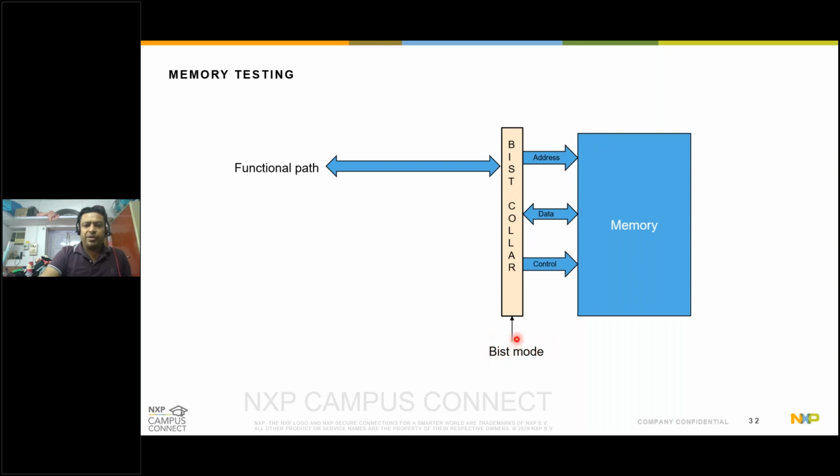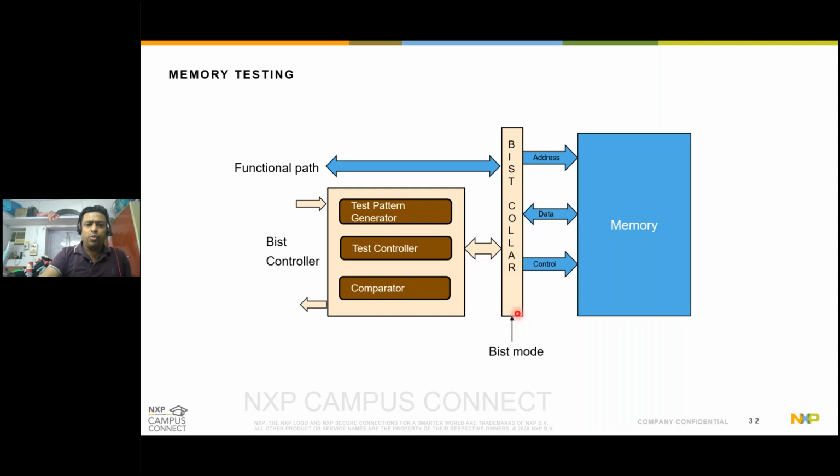Whenever your memory is operating normally in functional mode, your BIST mode is going to be 0. And whenever you want to test your memory, you will assert this BIST mode and you will start controlling your memory through a BIST controller. So what is a BIST controller? A BIST controller is specialized hardware that is built into your SoC that will do the March test on this memory.